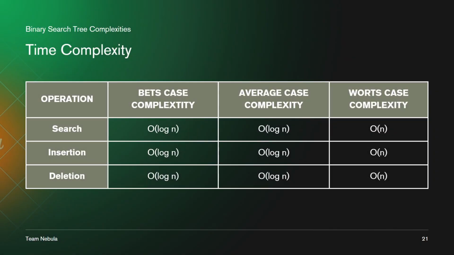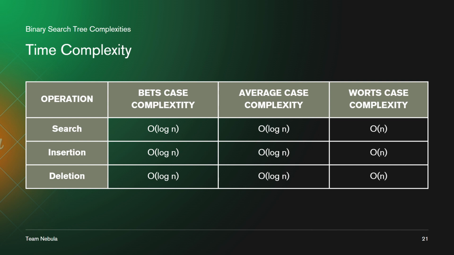Binary search tree complexities. Time complexity. In the best-case scenario, where the data is optimally structured, the search, insertion, and deletion operations exhibit logarithmic time complexity, specifically O(log n). This indicates that the operations have efficient performance when the data is well-balanced or organized. In the average case scenario, considering a range of possible data distributions, the time complexity remains logarithmic, providing a reasonable expectation for the typical performance of these operations on average. Again, it is expressed as O(log n).